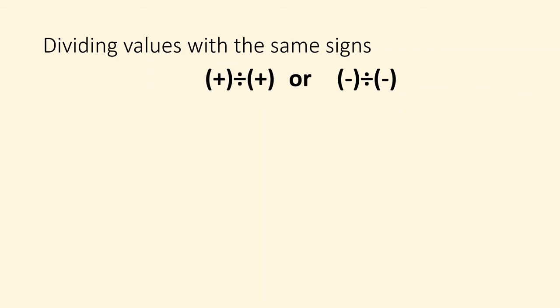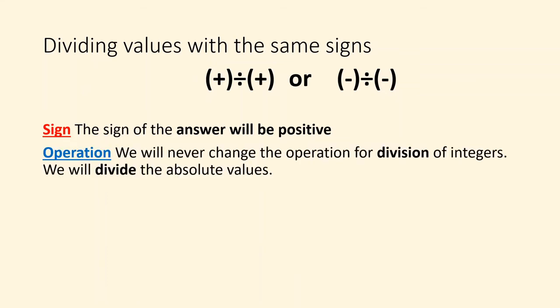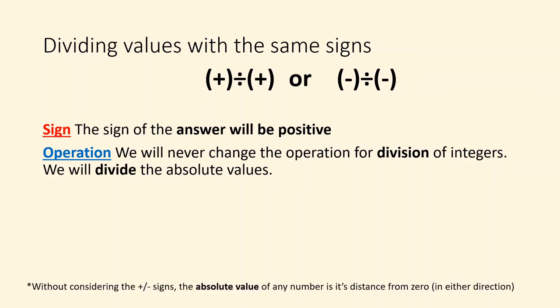Much like when we were multiplying two values with the same sign, if you've got the same sign, the answer will be positive. So a positive divided by a positive gives a positive answer, or a negative divided by a negative gives a positive answer. So just like when we were multiplying integers, we can now ignore the signs and simply focus on the absolute values. Remember, the absolute values are just the numbers without the plus or minus sign, because the absolute value is the distance of that value from 0 in either direction.